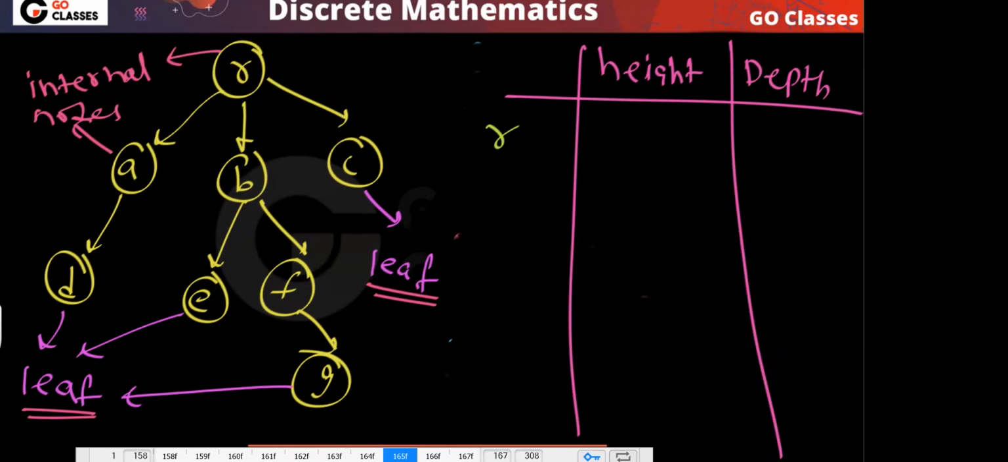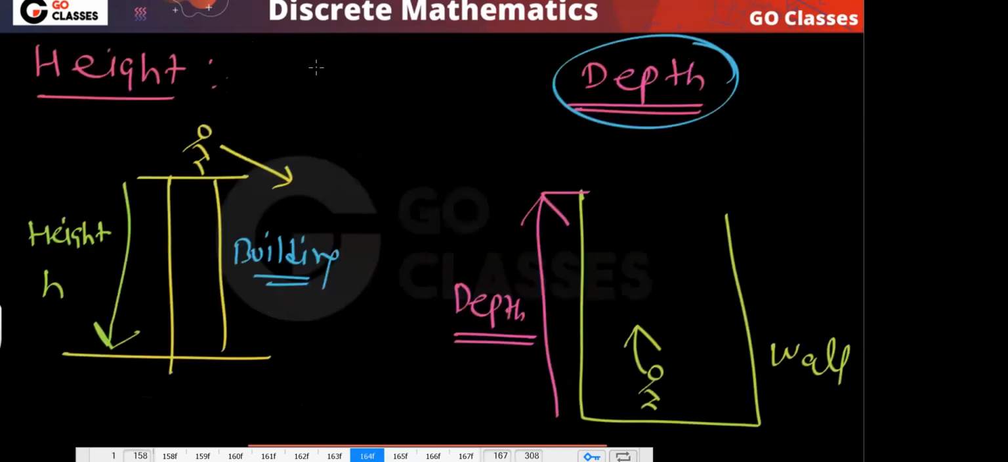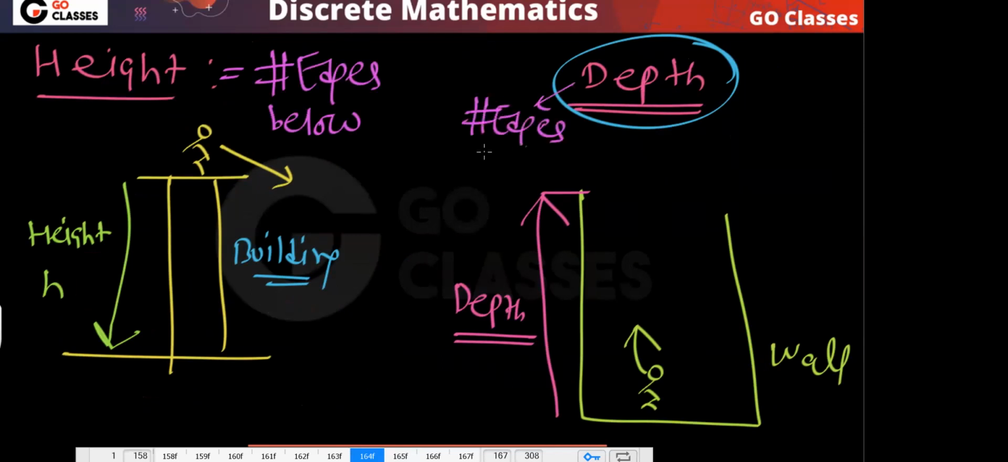Okay, so tell me, if you want to find height of R, then you will look below. What is the longest path? Height means number of edges. This is also number of edges below, and this is number of edges above. So this is the longest path, and the number of edges is 3.